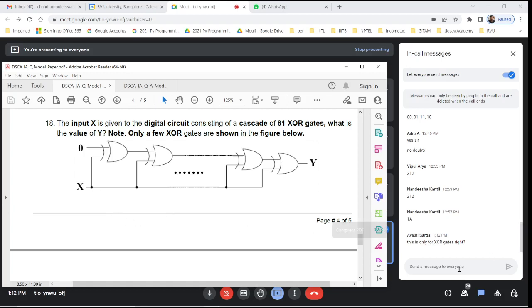x bar. This is only for XOR gate what I am saying. But if different gates are given, you need to apply that and then find out what is the value. Yes, you are right. What I am explaining is only for XOR gate, and you need to do the same thing for different types of gates.